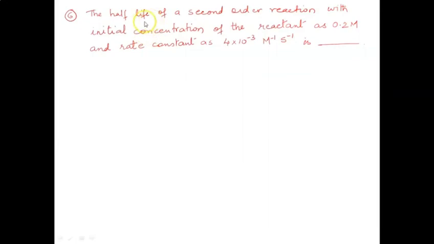The half-life of a second order reaction with initial concentration of the reactant as 0.2 molar and rate constant as 4 into 10 raised to minus 3 moles per mole per second is dash, the half-life. So you have to calculate the half-life. How do you remember the formula? This is for a second order reaction.